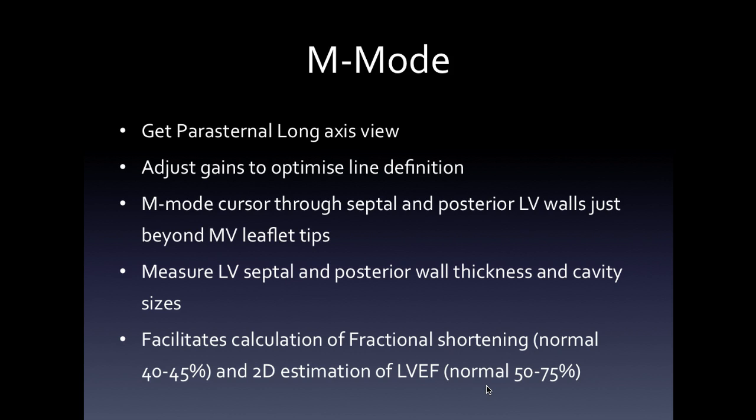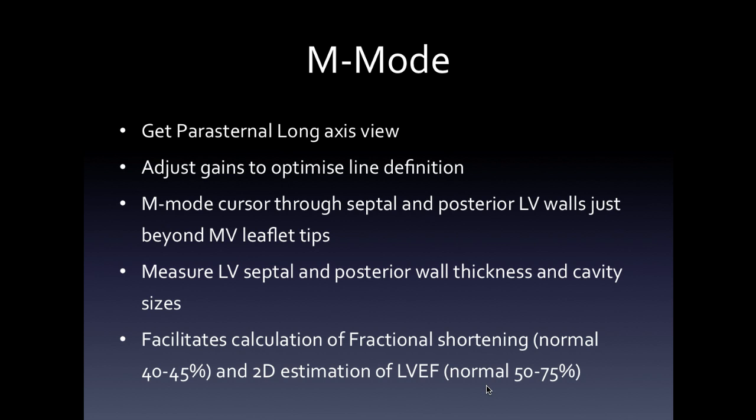What we try and do is get the M mode cursor, ideally through the septum and posterior LV, but it's all about getting it right on axis. And in the acutely ill patient, that's often the one view you can't get. And it's often the view you can, so you kind of take what you can get. But if you're lucky enough to get it, it really does facilitate a good estimate of global ejection fraction.